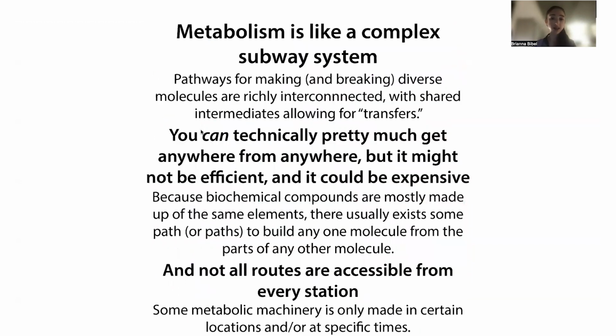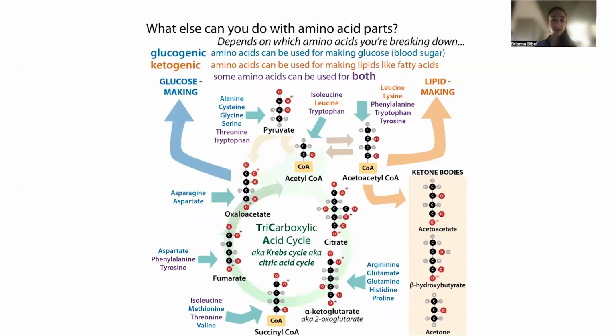But remember that it's not like if you eat certain amino acids, you'll make a bunch of fat, and if you eat others, you'll make a bunch of sugar. It's really not that simple, and all these pathways are interconverted. What the amino acids are actually used for depends on the body's needs, as well as the cell type it's in and things like this.